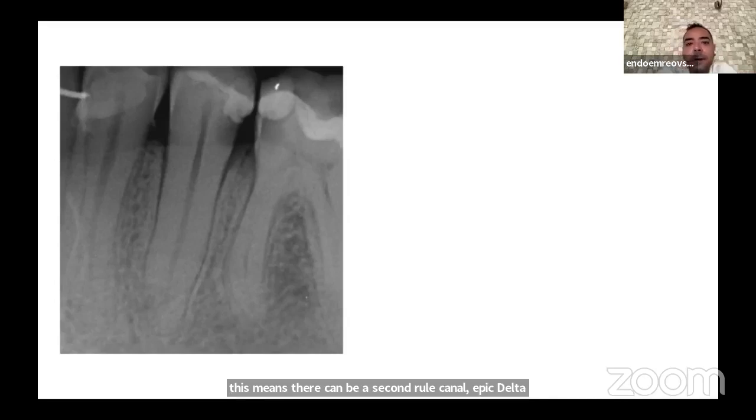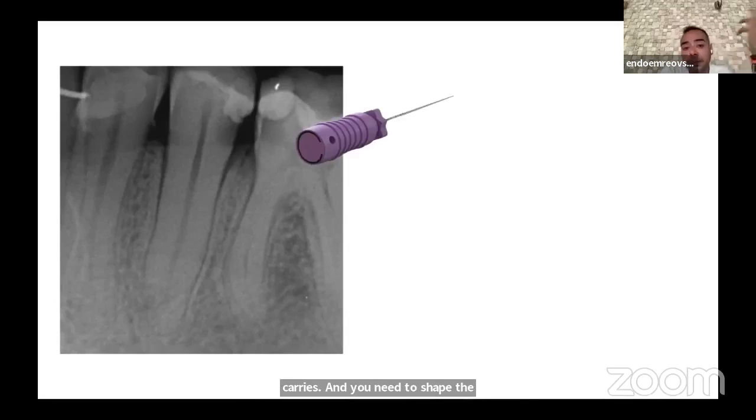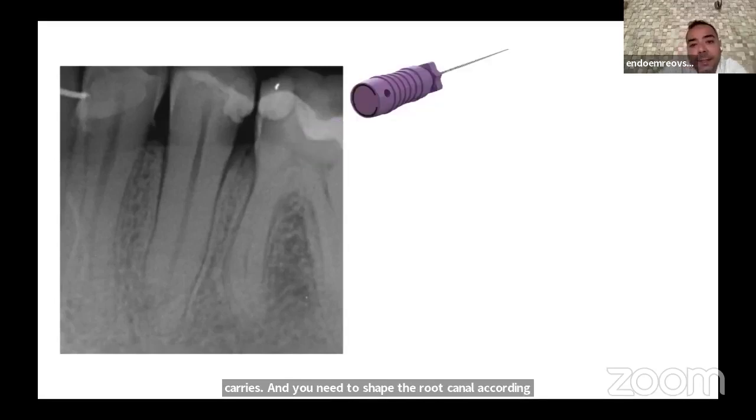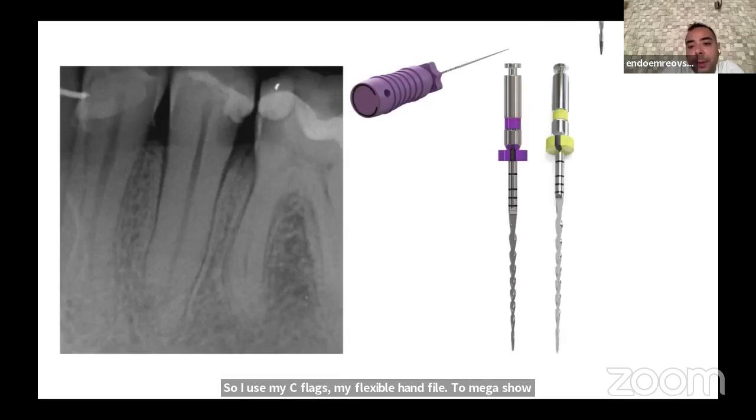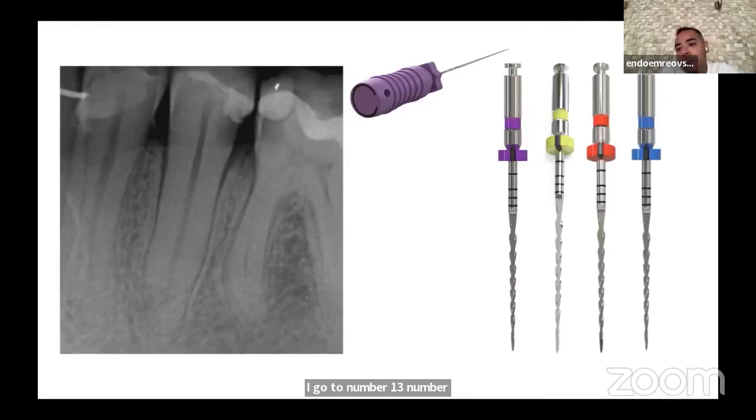So there's a caries here, you need to remove the caries, and you need to shape the root canal according to your application. So I use my C-Flex, my flexible hand file, to negotiate into the root canal. I go to number 13, number 20, number 25, and with number 30 to reach the apical part. It's a clean and clear procedure that I use for shaping my root canals in my dental clinic.